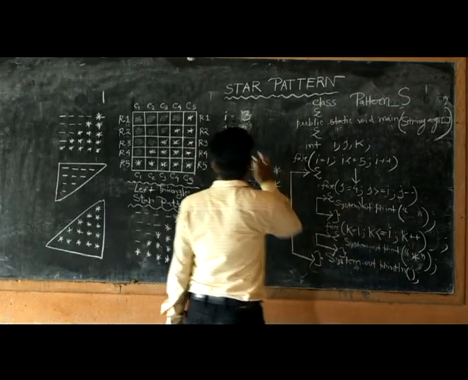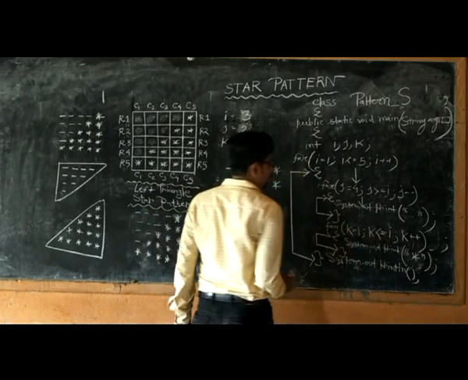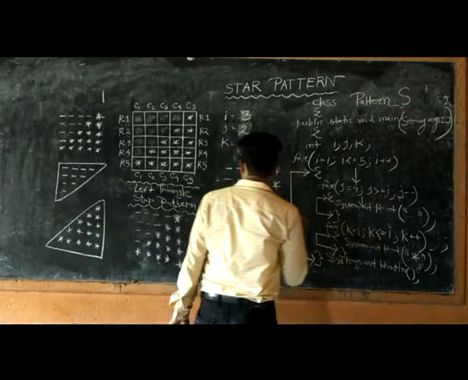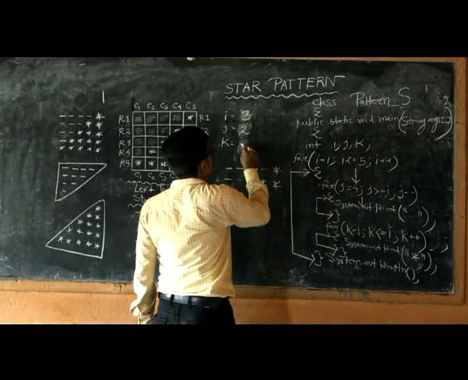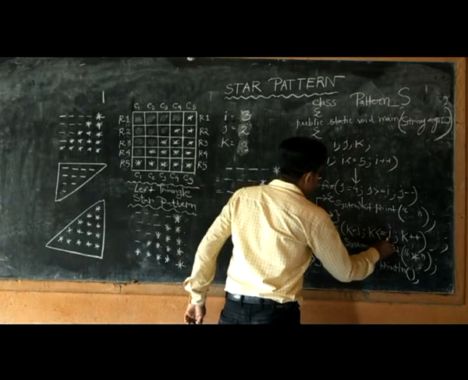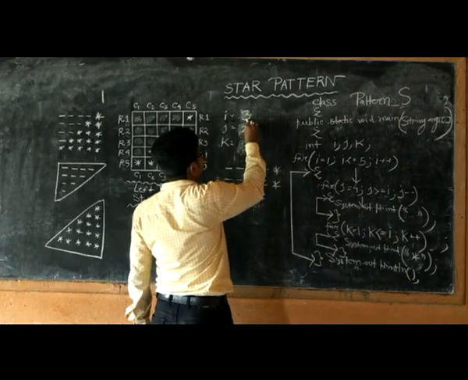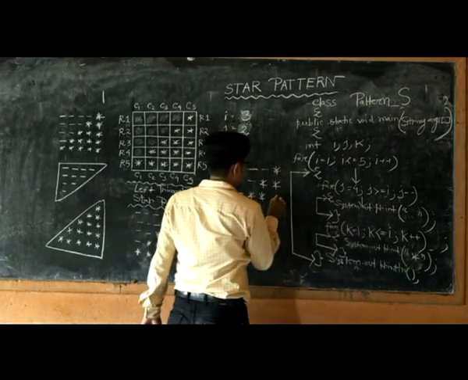K plus plus. Now k value is becoming 2. Now 2 less than equal to 3. Condition correct. Print one star. K plus plus. K value is becoming 3. Now 3 less than equal to 3. K value is 3 and I value is 3. So condition correct. It will print one more star.